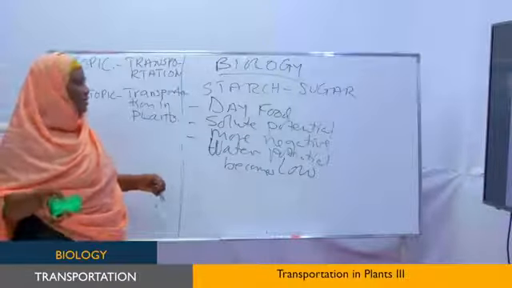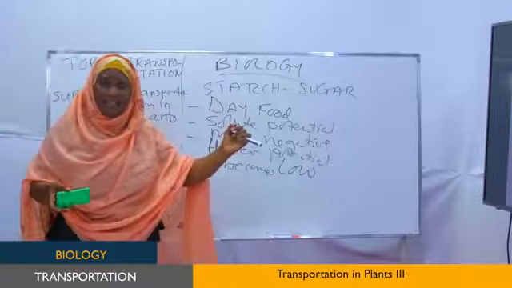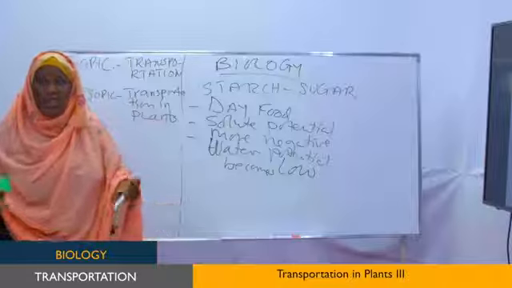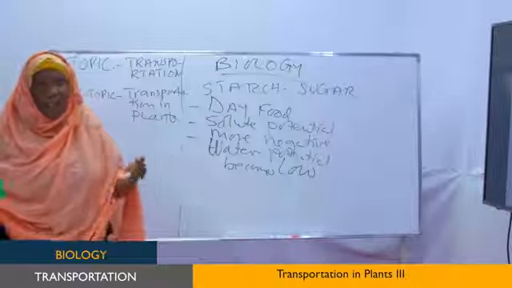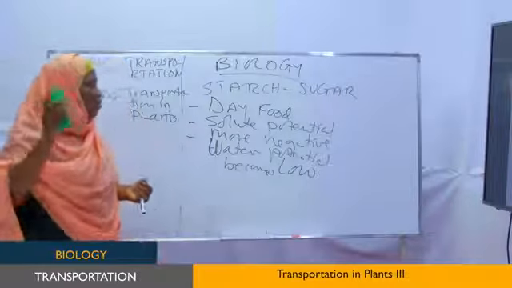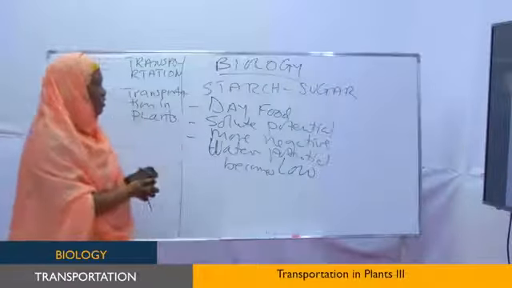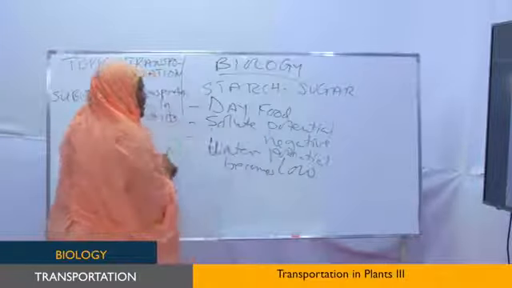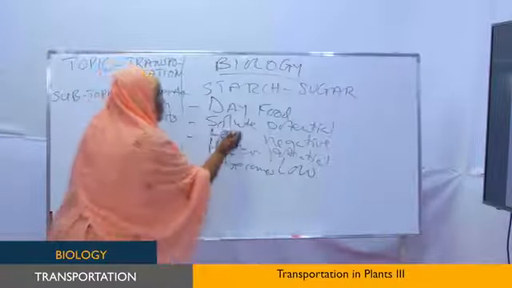In darkness, guard cells do not synthesize food due to lack of light. If food is not synthesized there, we expect now the solute potential to become less negative.